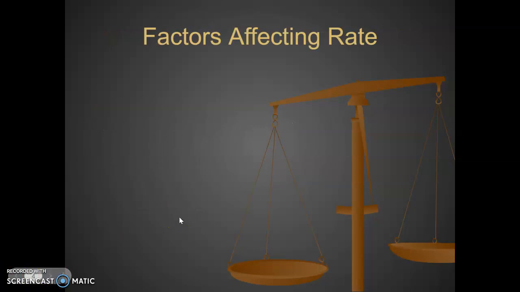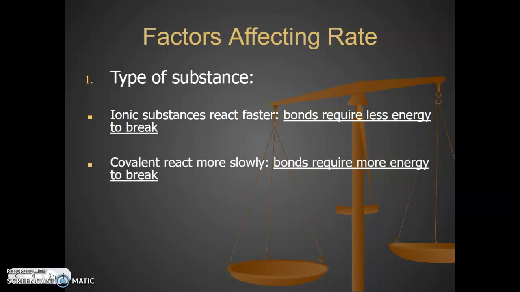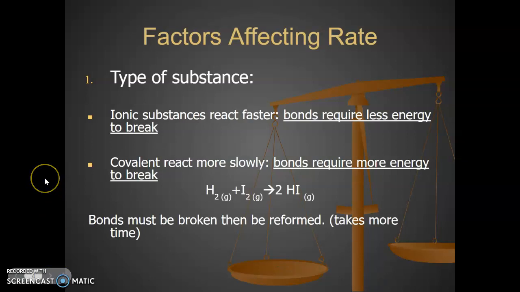So now let's talk about the factors that we have to know that affect the rate of reactions. The first factor is going to be the type of substance. So ionic substances react faster because the bonds require less energy to break. And then our covalent bonds will react more slowly. So the bonds require more energy to break. And this is just a reminder of a covalent equation right here.